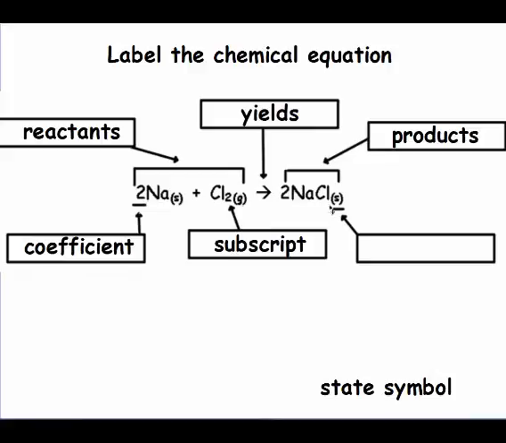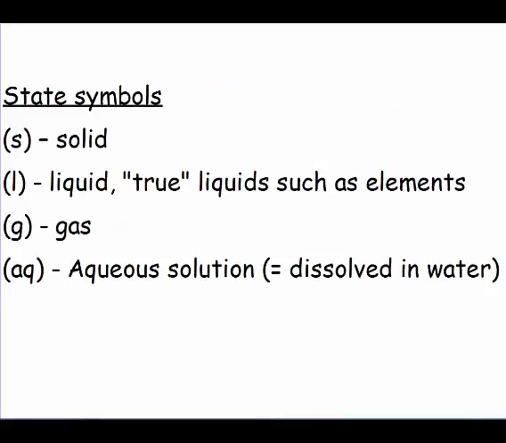And this S, G, and S are state symbols. They're telling you what state of matter that substance is currently at. So for your state symbols, S represents solid, L is a liquid. That's a true liquid, as in we melted something and it turned into a liquid. G is gas, and AQ is aqueous solution. That's what we deal with the most in chemistry because we dissolve solids in water, they dissolve, and we have an aqueous solution.